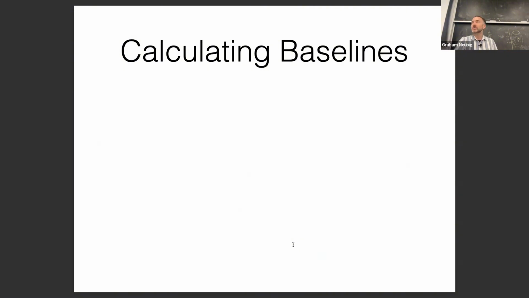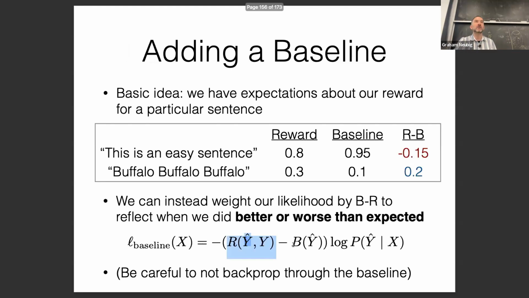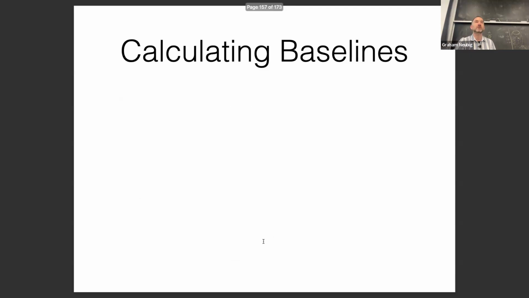How do we calculate these baselines when we train models? It's basically arbitrary. So you can pick anything you want as long as you're not backpropping into it or referring to the output here or other things like this.